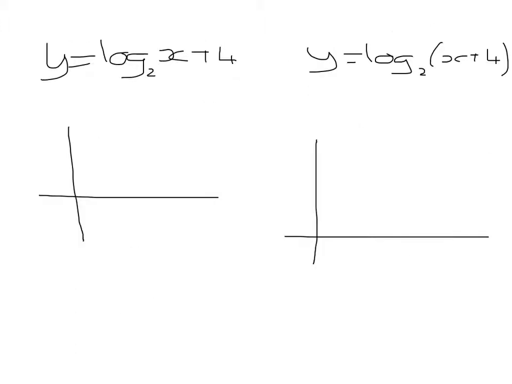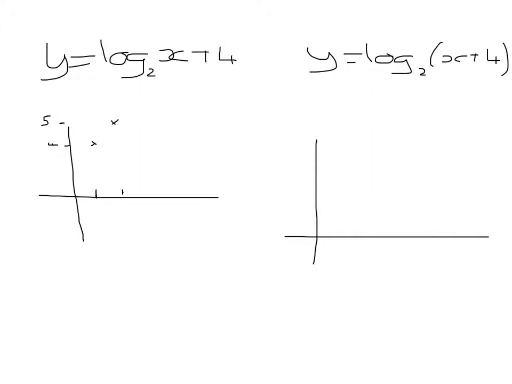Now we're going to look at some of the log transformations. The first one I want to look at is log 2 of x plus 4. Because the plus 4 isn't in the bracket with the x, it's standalone, this is a vertical translation. And what that means is, instead of y being 0 when x is 1, y is now 4 when x is 1. When x is 2, because it's a log base 2 graph, y would normally be 1, y is now 5.